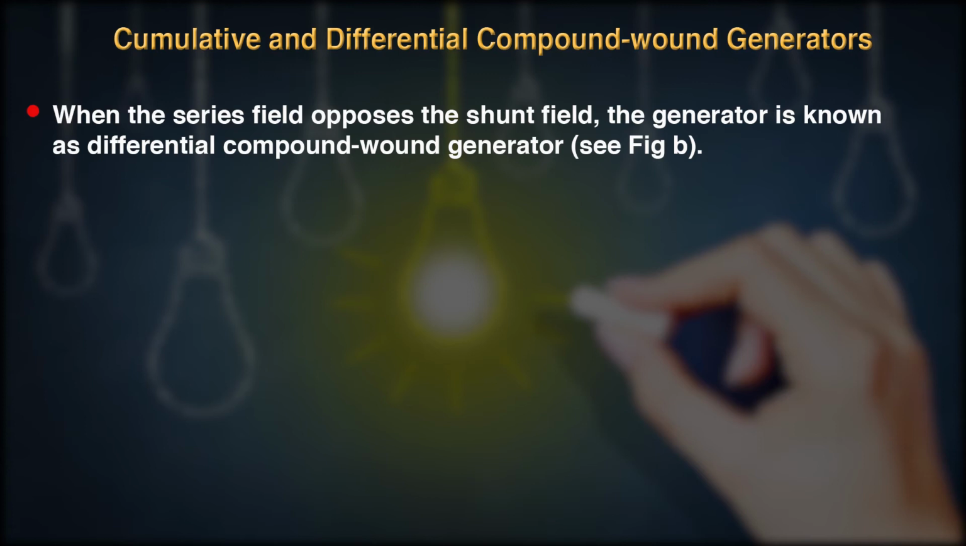When the series field opposes the shunt field, the generator is known as a differential compound wound generator. Here you can see in the figure.